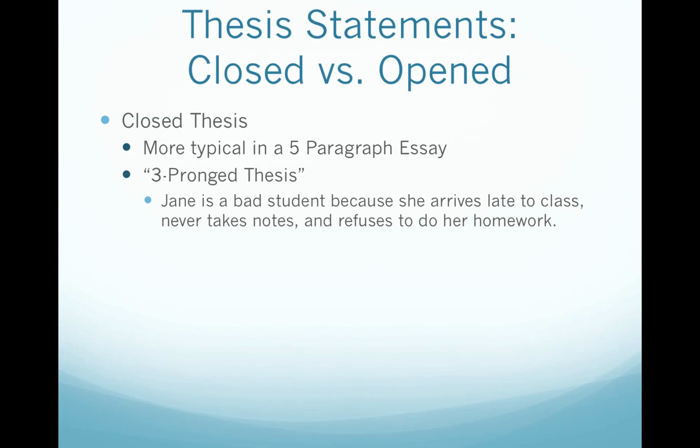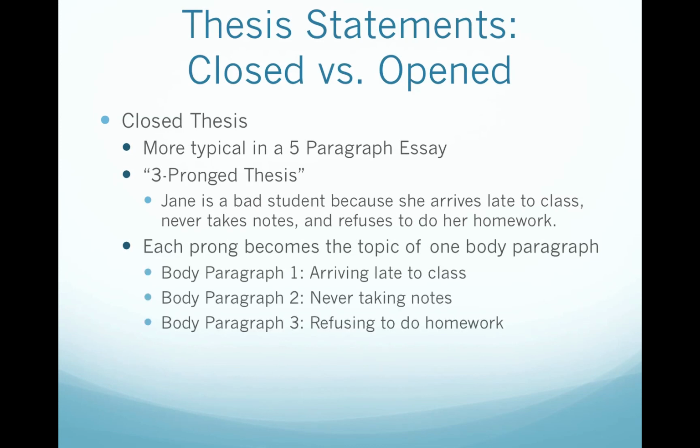So look at this thesis statement that's a closed thesis. Jane is a bad student because she arrives late to class, never takes notes, and refuses to do her homework. And you see how we've built it: each prong becomes the topic of one of the body paragraphs. We have the prongs in there. She arrives late to class. She never takes notes. She refuses to do her homework. And then we pull each of those out. And that first little point becomes paragraph 1. The second little point becomes paragraph 2. The third little point becomes paragraph 3. And that's what we focus on.